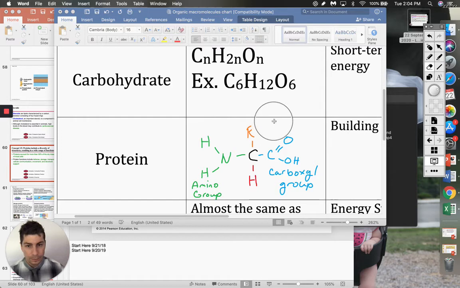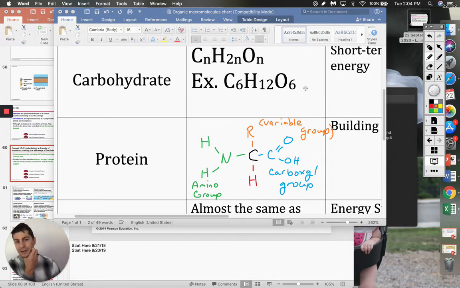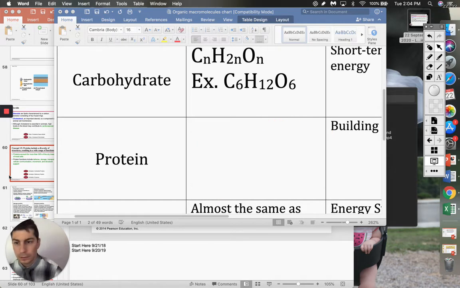The R group is going to be our variable group. I don't want to draw a line coming out of the R so you guys don't think something's connected to it, but this is our variable group. And there are 20 different R groups for the amino acids, guys. So there is your structure of a protein, your structure of an amino acid. All right. Let's get rid of this.